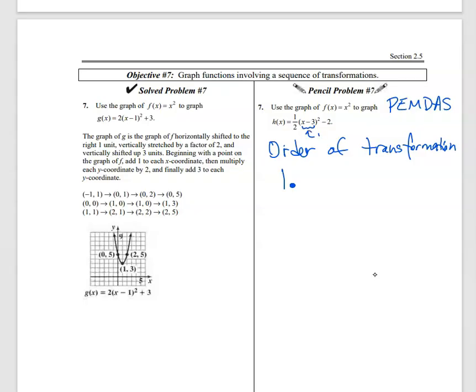This one in particular is going to the right by 3. Remember, subtracting 3 from x actually goes to the right by 3. And that should happen first. We always do the horizontal shifts first.